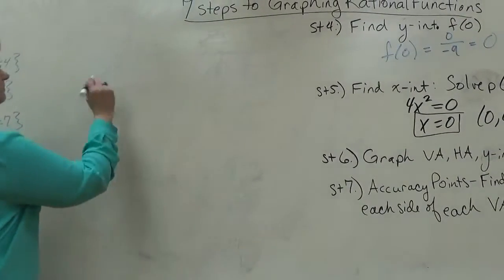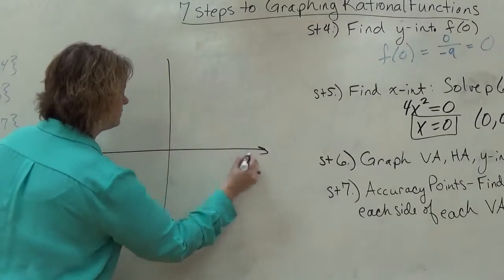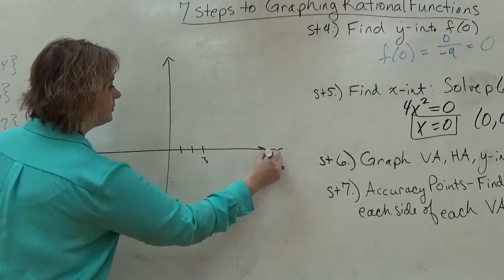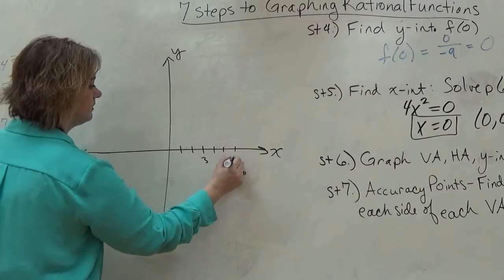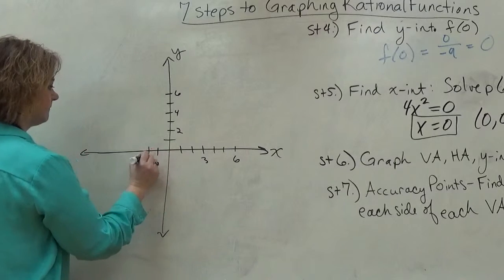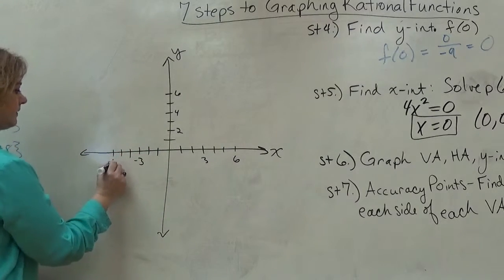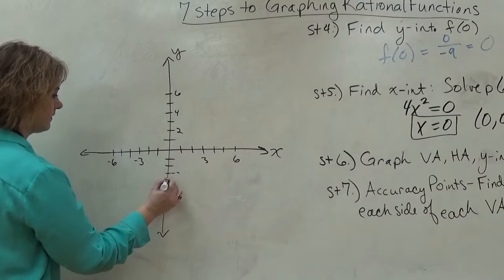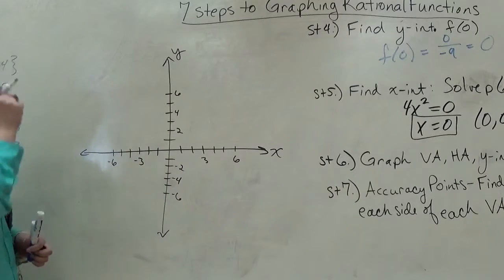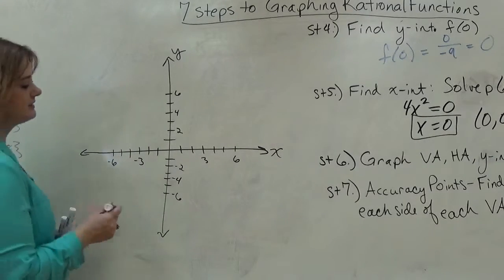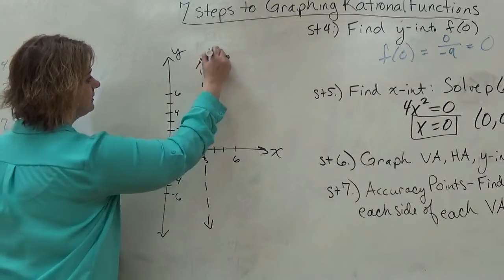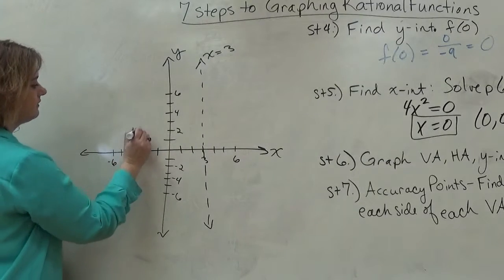So now let's graph. So I have my coordinate plane. Make sure you label your axes with x and y. Okay. So I'm just going to plot them. Our vertical asymptote is at positive 3. And make sure you write down the equation of that. X equals 3, negative 3.